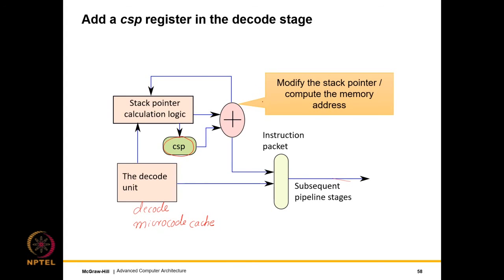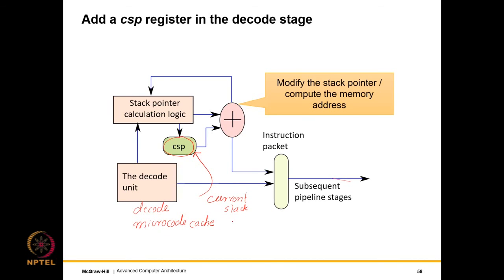Otherwise, if the stack pointer is being modified, then we send it back to the stack pointer calculation logic, and this piece of circuitry overwrites the value of CSP. So CSP is essentially the central state element over here that stores the value of the current stack pointer, and whenever it is accessed or modified, we can use this quick logic to take care of it.